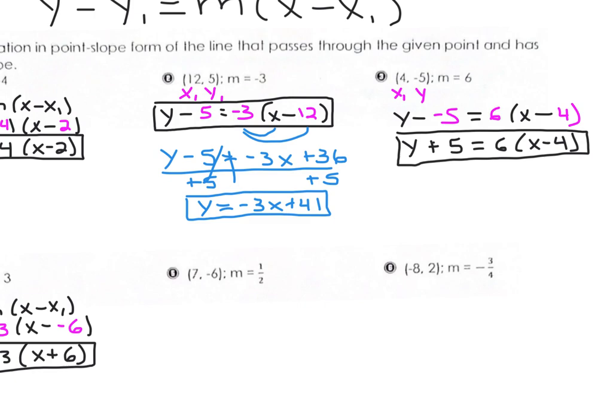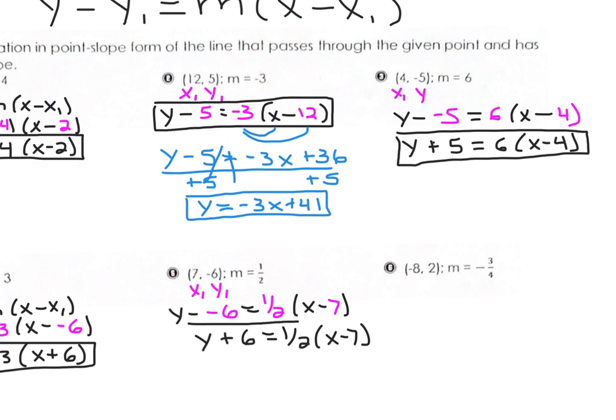All right, let's see how you did on number 5, writing it in point-slope form. Here's our x1, y1. So this would be y minus -6 equals 1/2 times x minus 7. To simplify, since we have a minus -6, this would turn into y plus 6 equals 1/2 x minus 7. There is our point-slope form in simplified version.